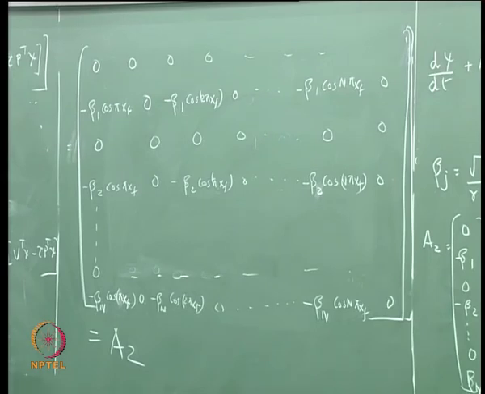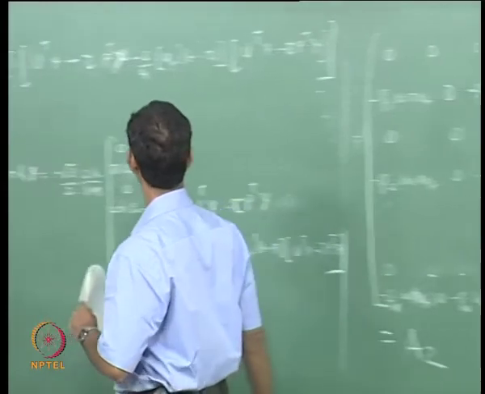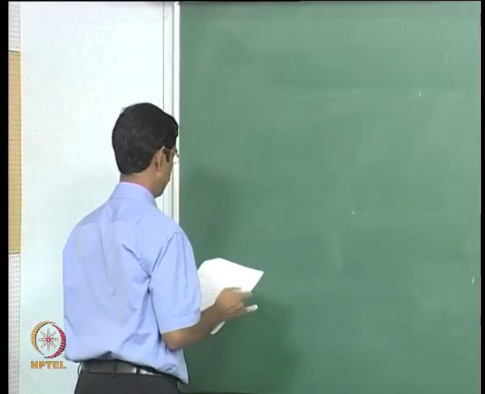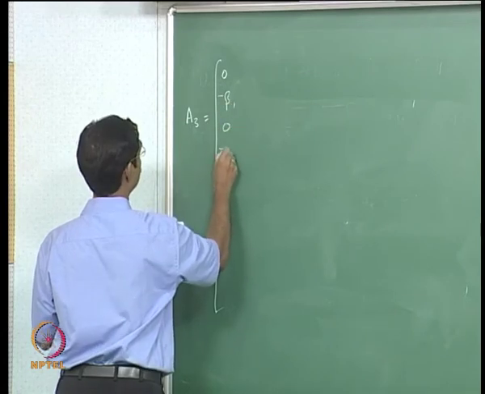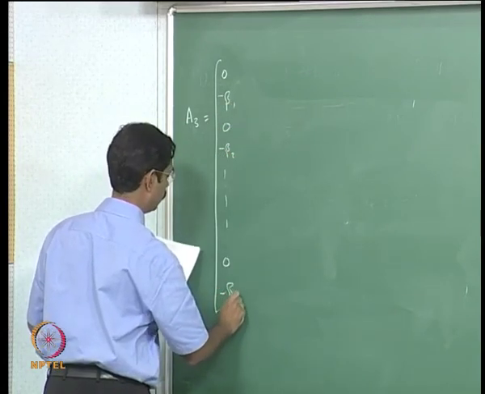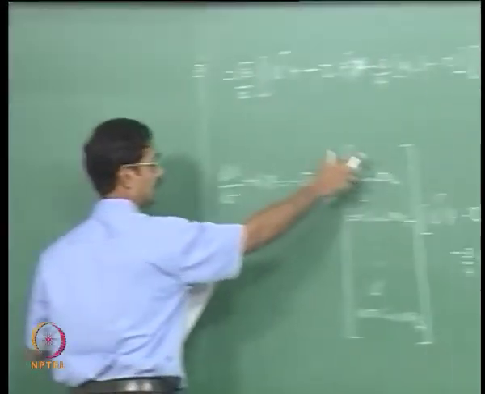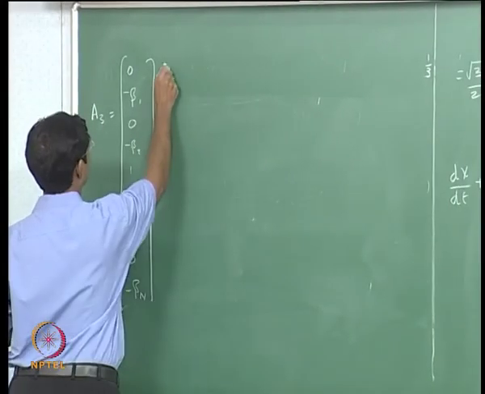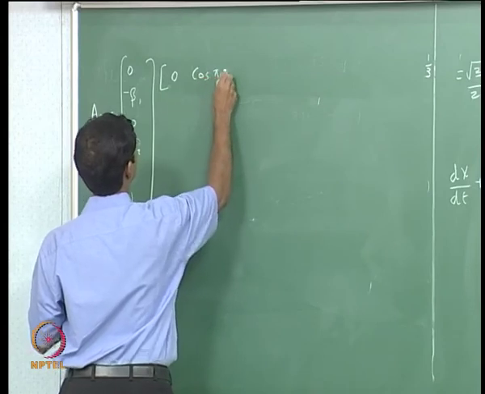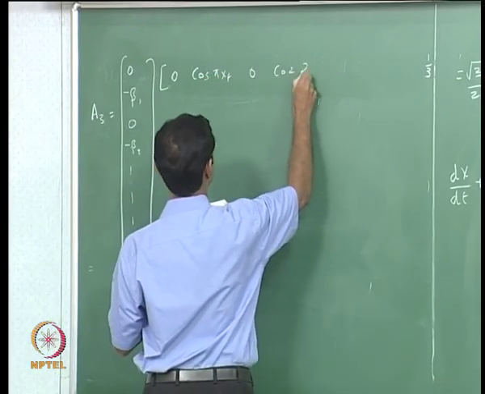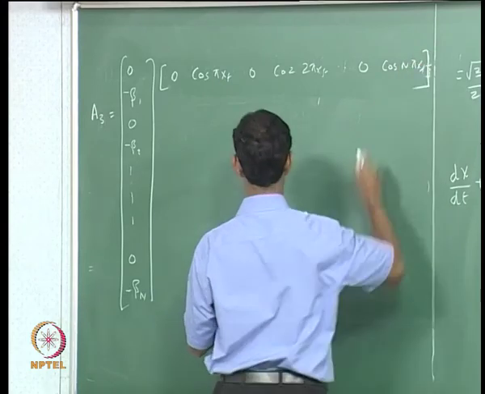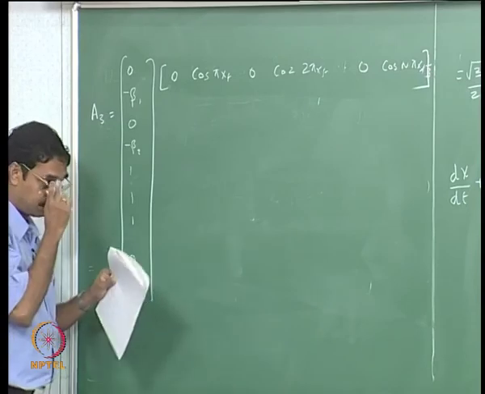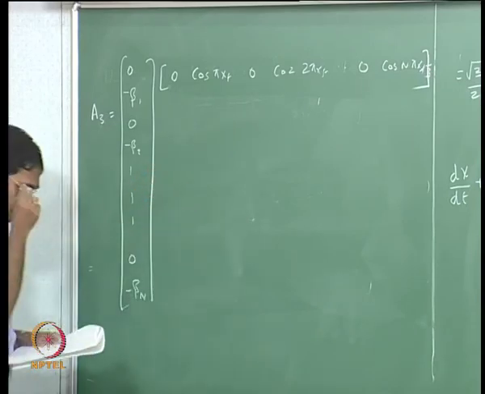Is there any problem with this? We will try to do A3 also. We are looking at this term here, which comes from here. So we have to write A3 equal to, this is the same for all terms. This is nothing but this column written with those constants added, times p transpose, which was 0, cos pi xf, 0, cos 2 pi xf, 0, cos n pi xf. Okay. Is this clear?